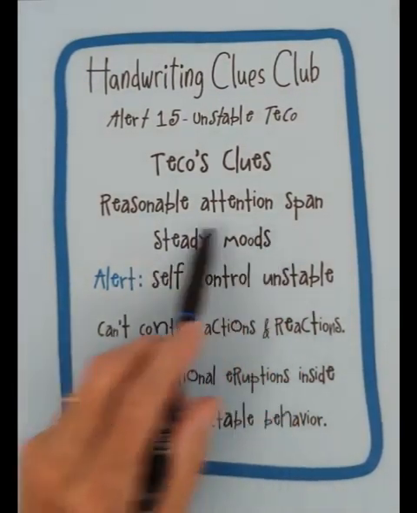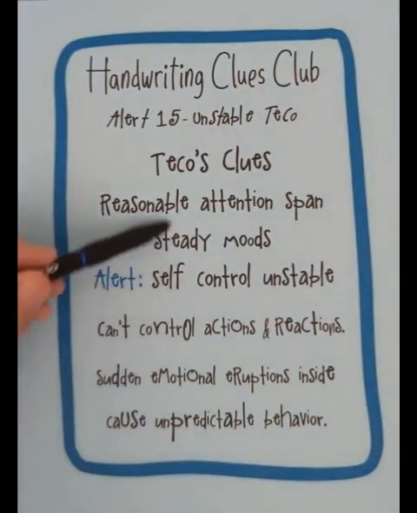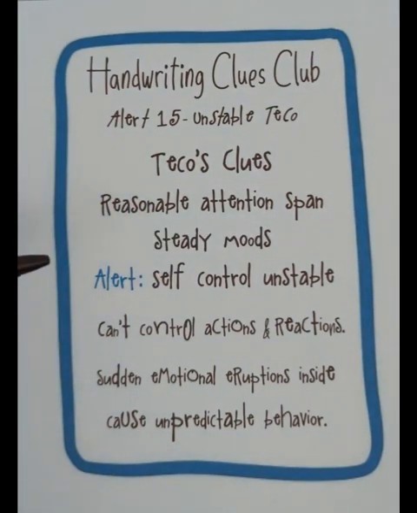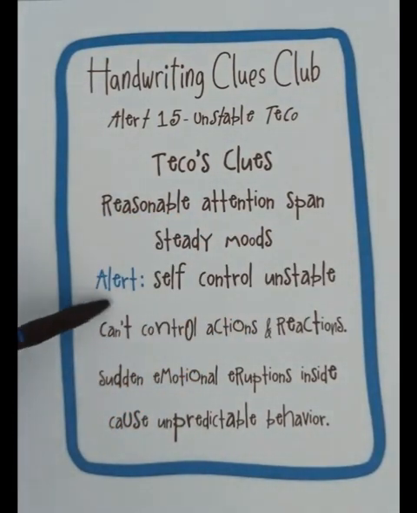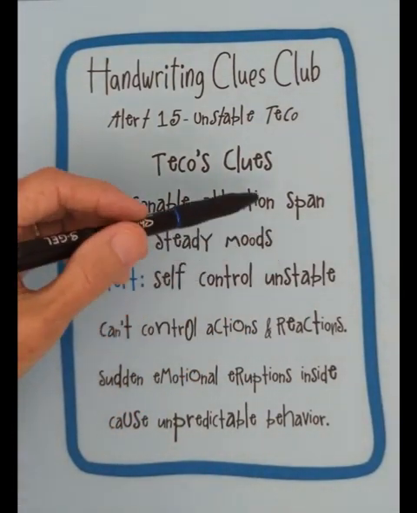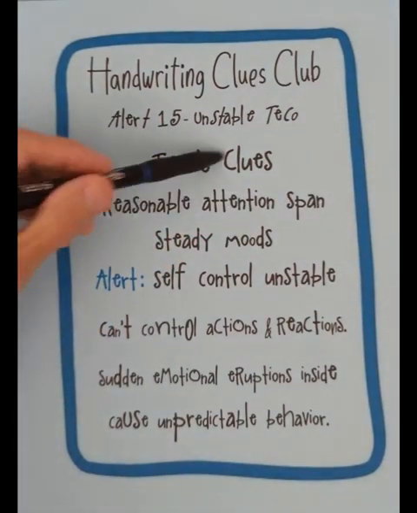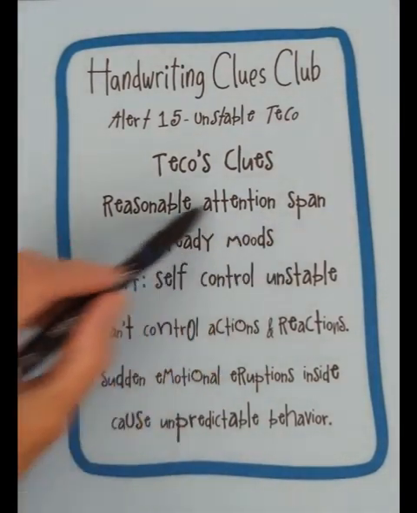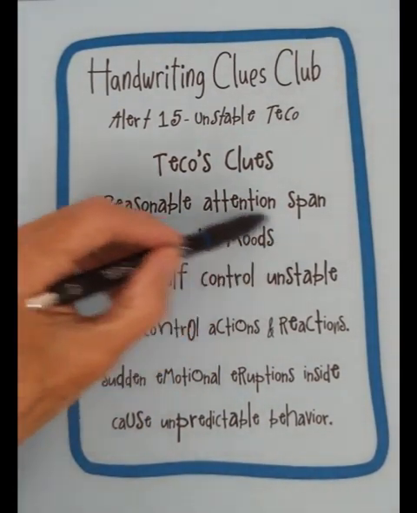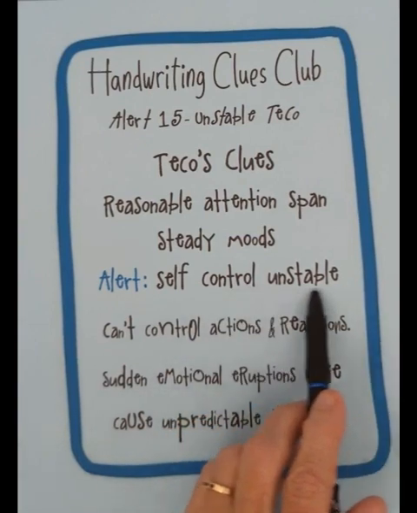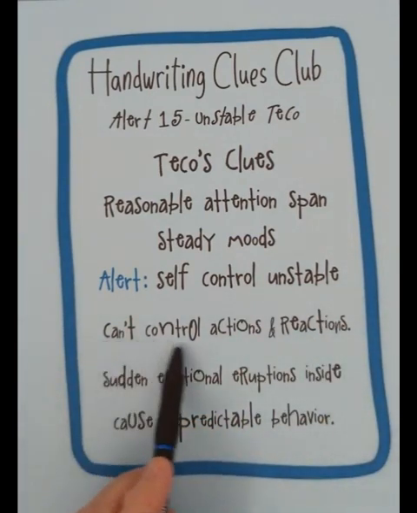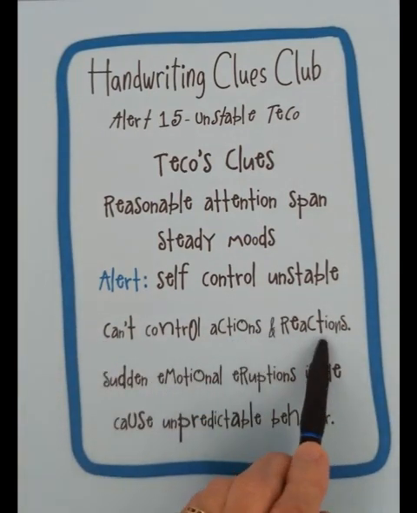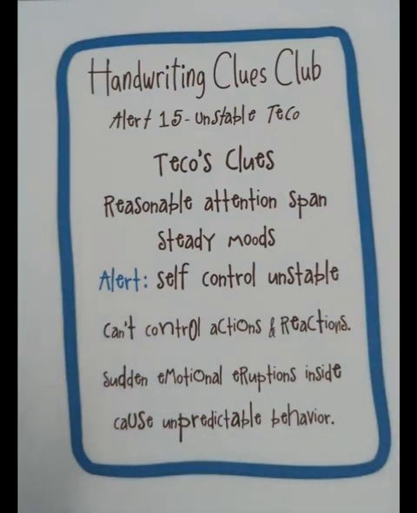What about Teco's moods? Is the slant the same? The slant is pretty much the same. It's pretty up and down. So Teco has fairly steady moods, except they're not too steady because the sizes jump around a lot. There's a lot of changing in size, and that's unstable self-control. So it may appear that his moods are jumpy, but it's not really his moods. This means when the self-control is unstable, they can't control their actions and reactions. Their behavior is not out of control.